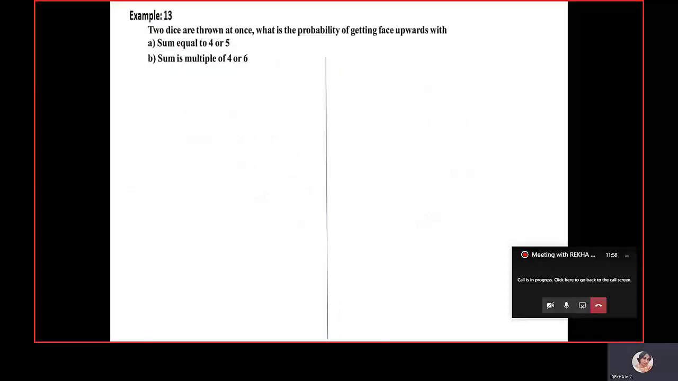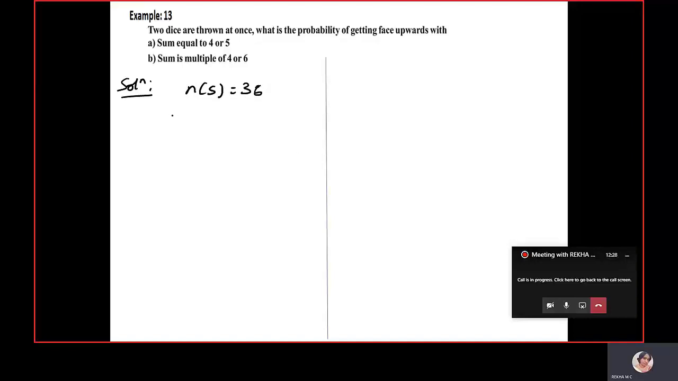Next question. 2 dice are thrown at once. What is the probability of getting face upwards with subquestion A, sum equal to 4 or 5, subquestion B, sum is multiple of 4 or 6. Solution. N of S is equal to 36.